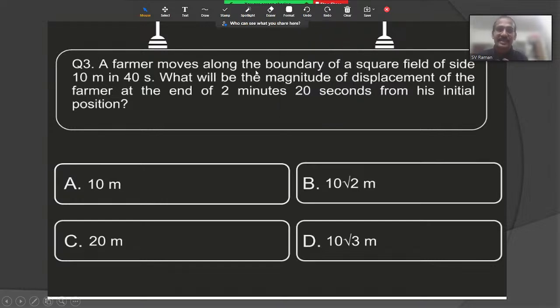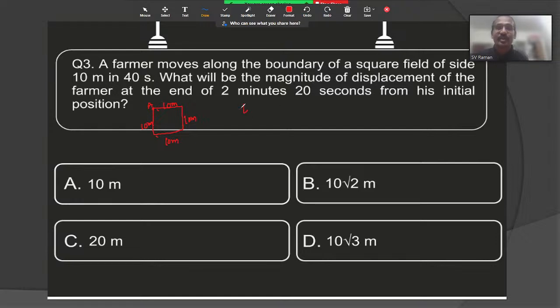A farmer, which means I'm moving along the boundary of a square field of side 10 meters in 40 seconds. Okay, there is a square field of each side 10 meters. I'm traveling in 40 seconds. I have started at point A. I reach point A again in 40 seconds. That's the first line.